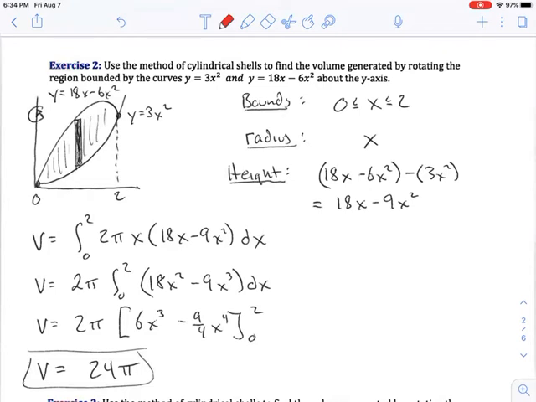Again, you probably want to go to Desmos, graph these two functions in Desmos, let Desmos do all the work to figure out what the points of intersection are, but one point of intersection is here at 2, and the other one is at 0.